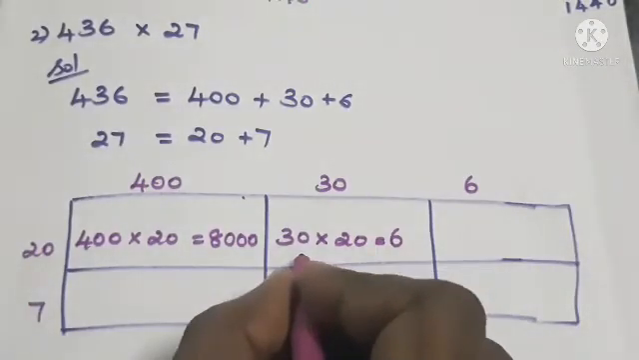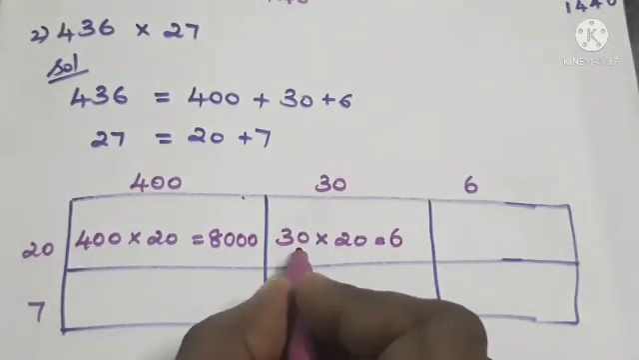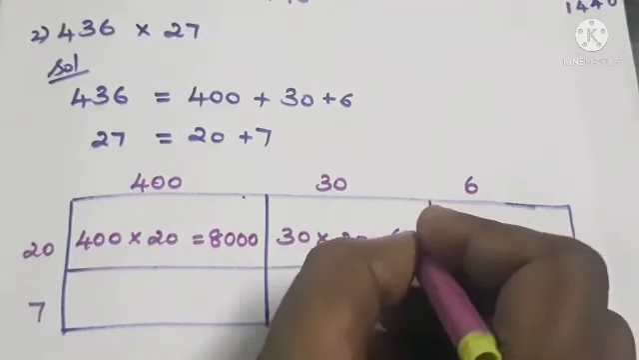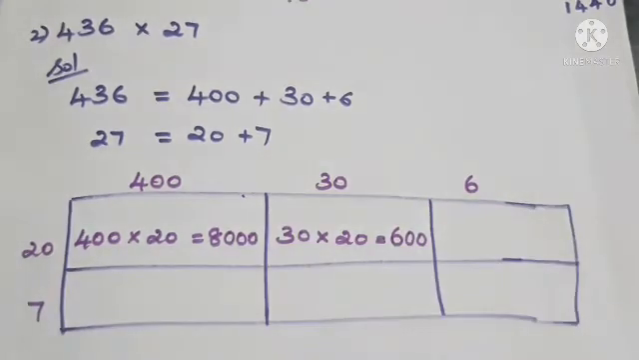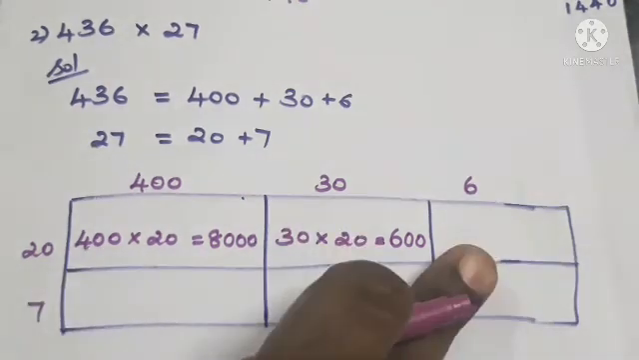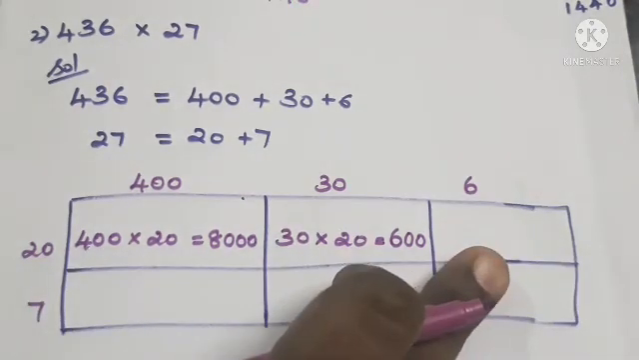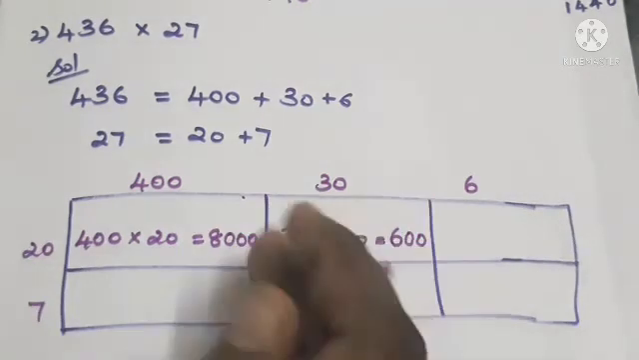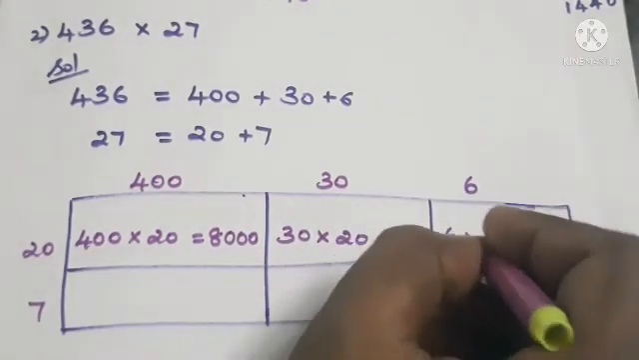And next, how many zeros are at the back of the numbers? Yes, we have 1, 2, 2 zeros. So those zeros we can write at the back of 6. So we will get 600 as the answer. Okay. Next, this box. This box is common for the 20 and 6. So we have to multiply 6 into 20.